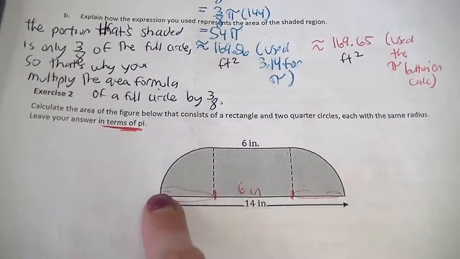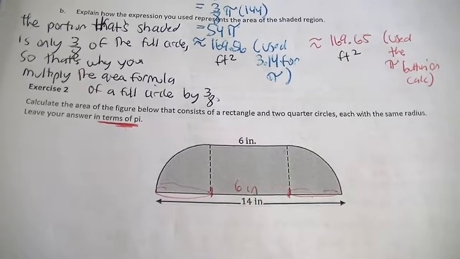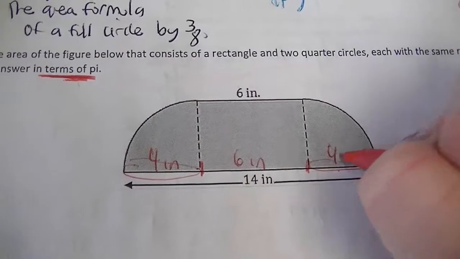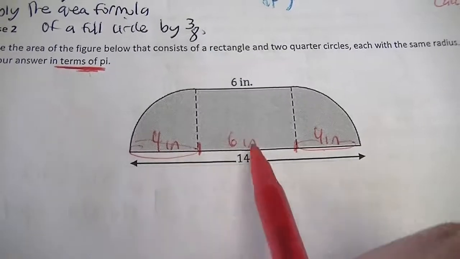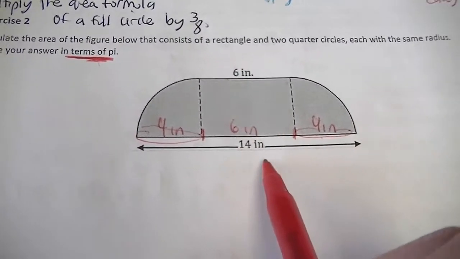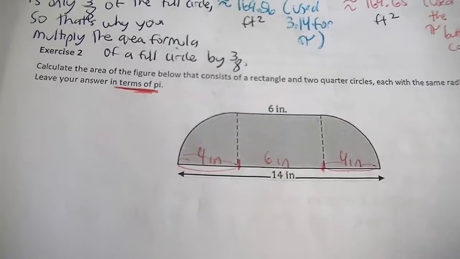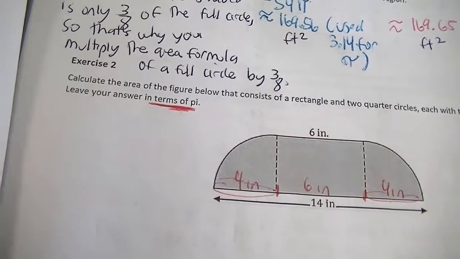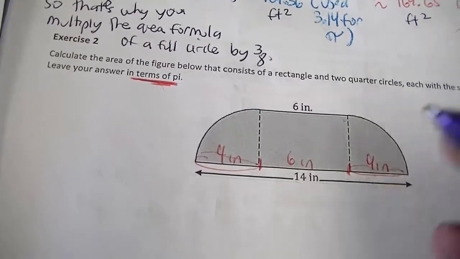So I've got to go 8 divided by 2. 8 divided by 2 is 4. So this length right here is 4 inches. This length right here is 4 inches. Let's double check. 4 plus 6 is 10. 10 plus 4 is 14. Okay, so we've got this labeled accurately. And again, we have to leave our answer in terms of pi at the very end.